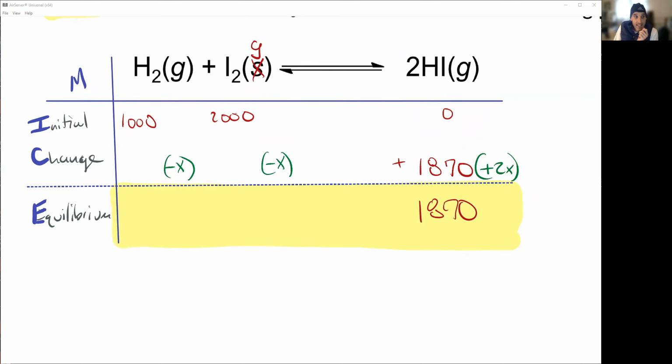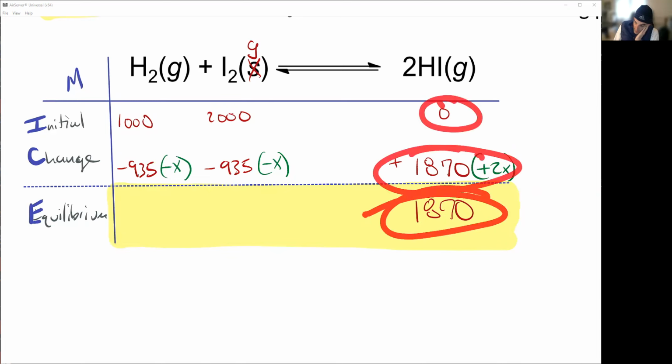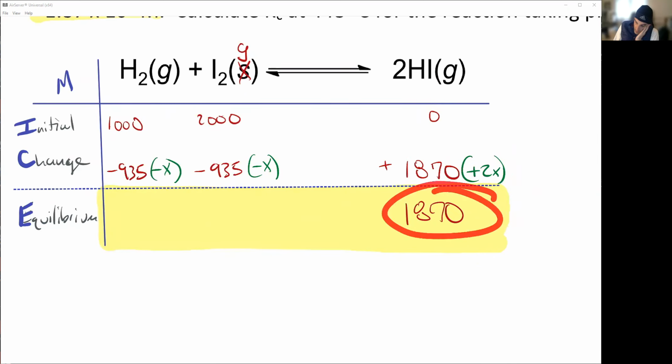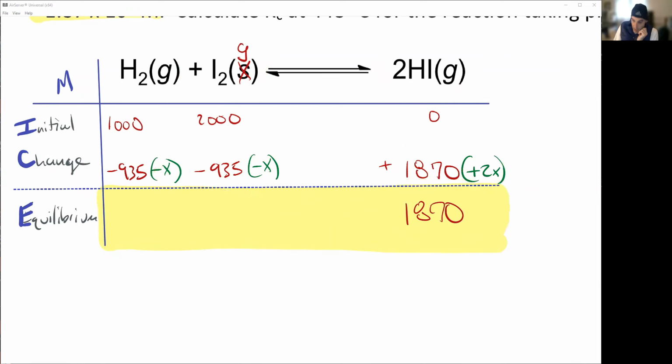So if I have gained 1870 HI, what I've done is I've actually only lost half as much. That's twice as much as X. So that means that X is going to be negative 935. Does everyone understand where I'm getting those numbers? I hope you do. Again, if this goes up 1870, so I have 1870 at the equilibrium, for every one of these, I gain 2 of these. So if I've gained 1870 of this, that means I've lost half as much of that.